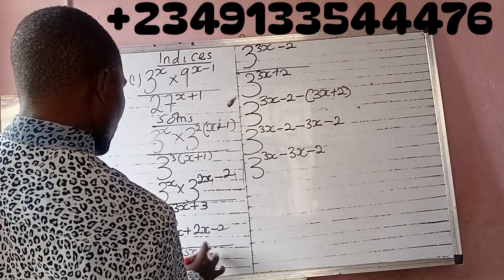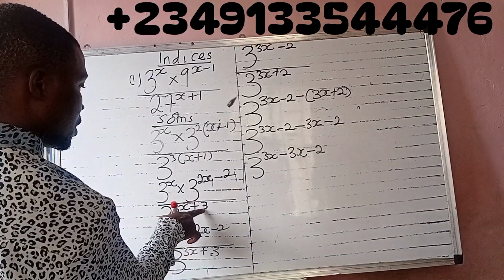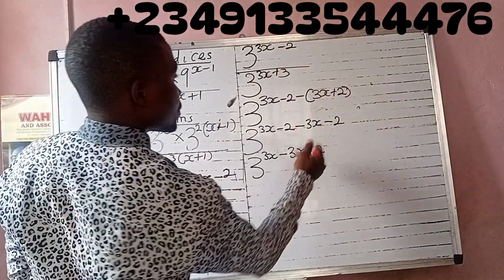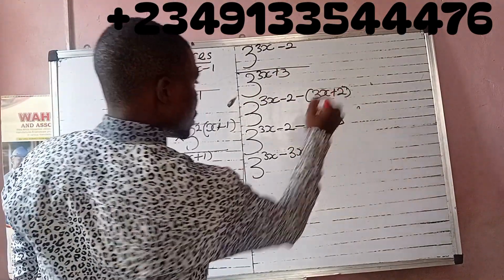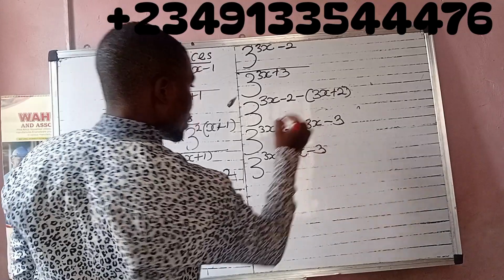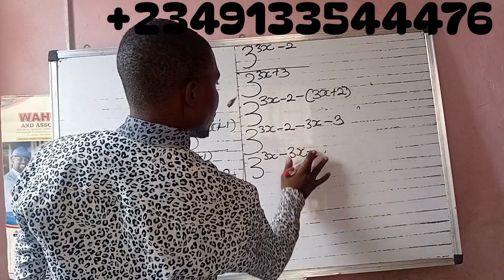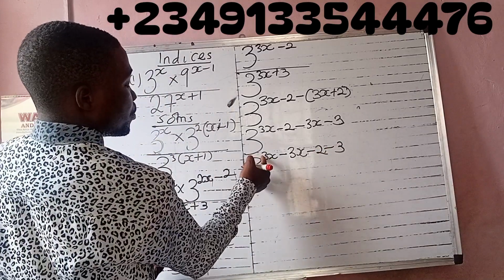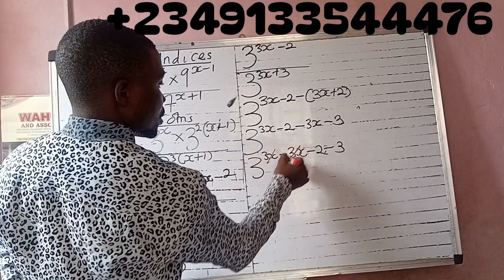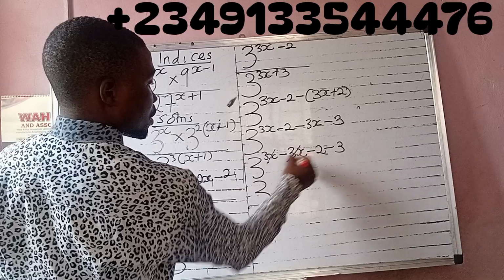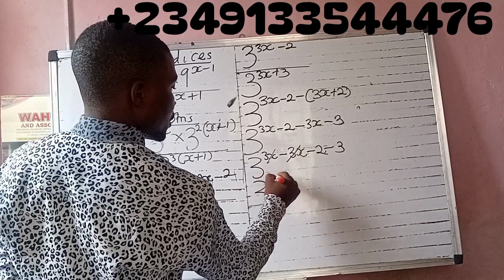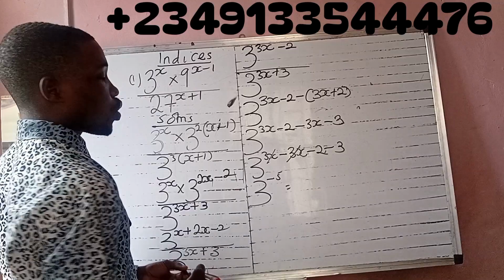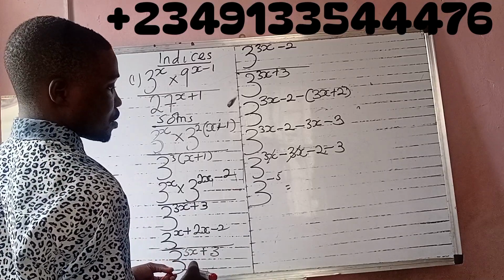Sorry, if you notice here it is 3. A mistake. So it's supposed to be 3. So minus 2, then minus 3. Plus 3x minus 3x cancel each other. We have 3 left. So we have minus 2 minus 3, that's minus 5. Now we can use a law called the negative law of indices.